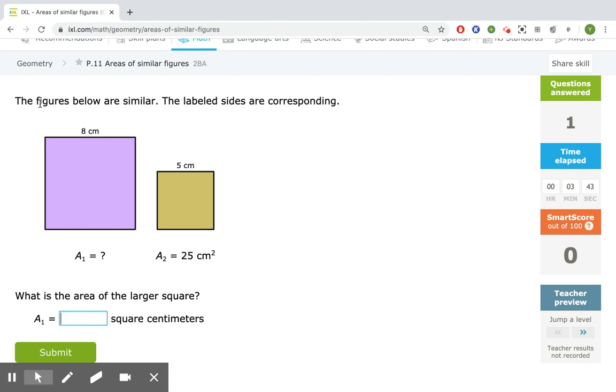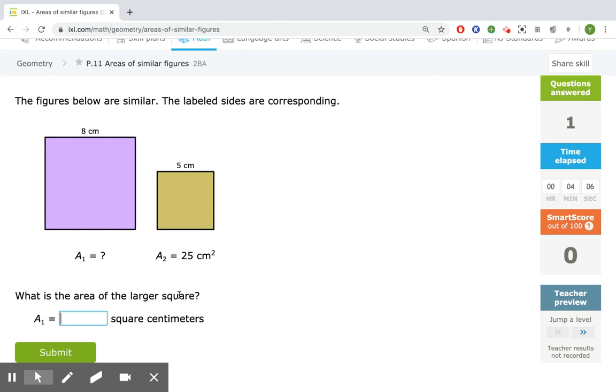The figures below are similar. The labeled sides are corresponding. This one has 8 centimeters as a side, and this one has 5 centimeters. This area we don't know. This one is 25 square centimeters. It says, what is the area of the larger square?